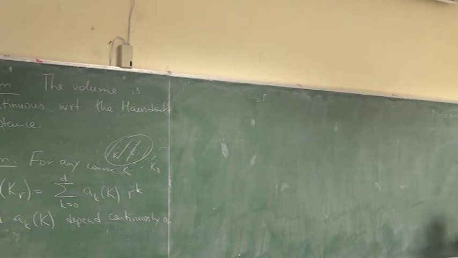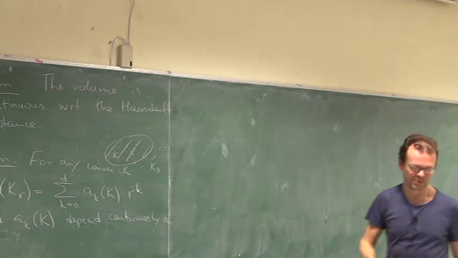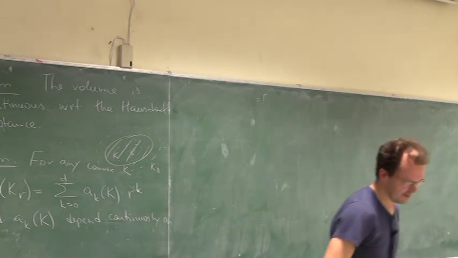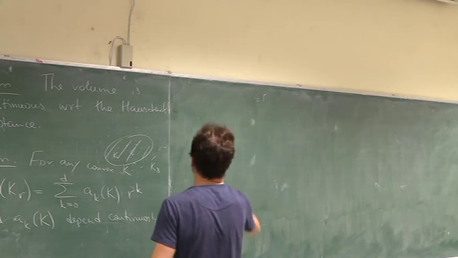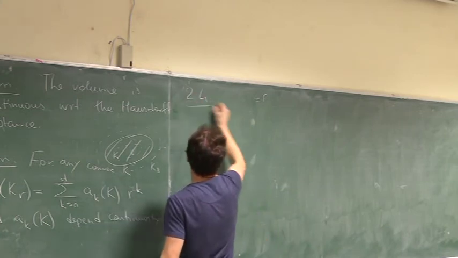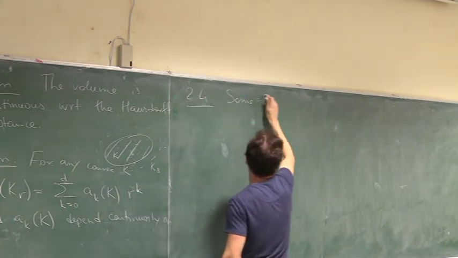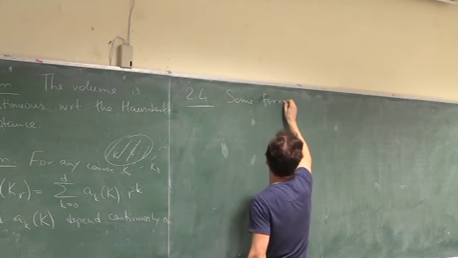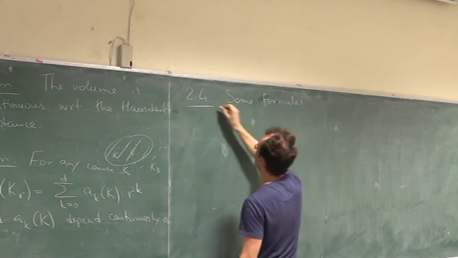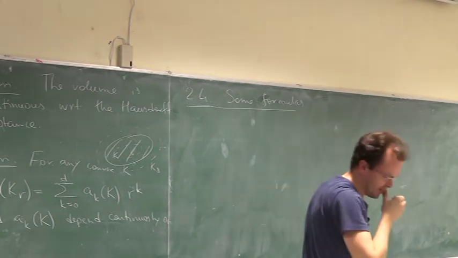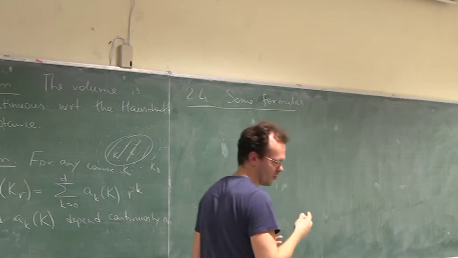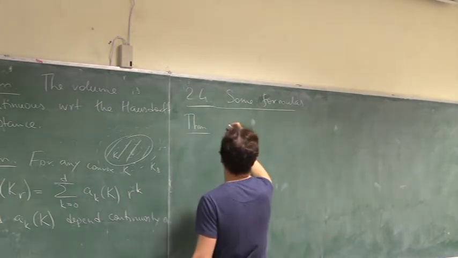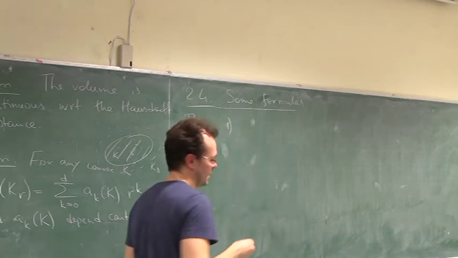And since I want to punish him even more, I will give some formulas. So part 4 is some formulas. Good. So there are 4 formulas. 2 formulas in the first theorem.